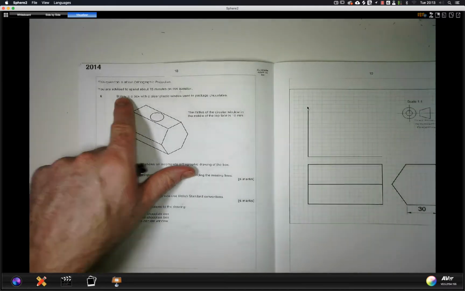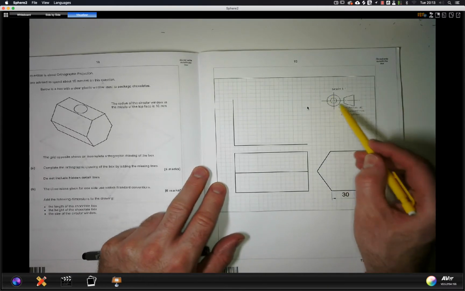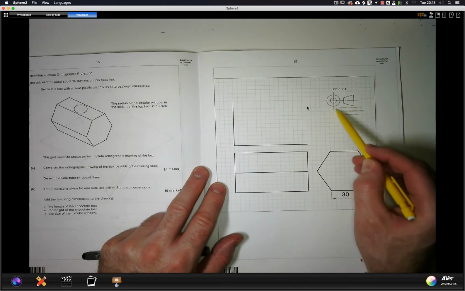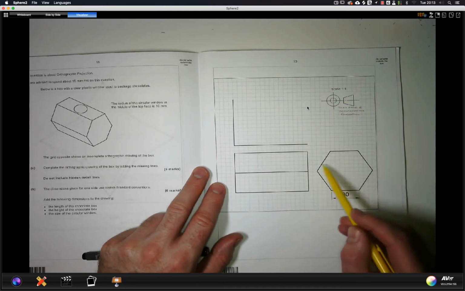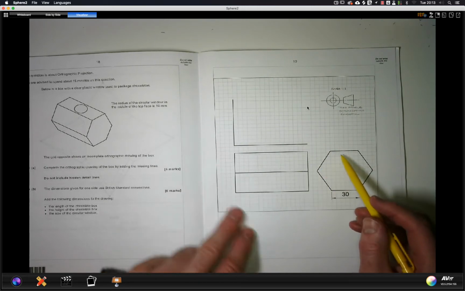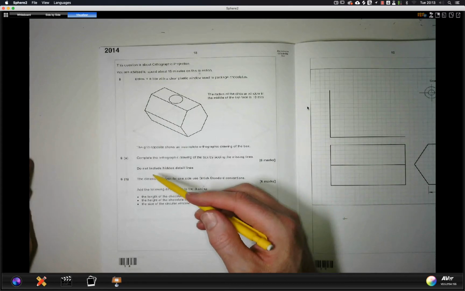It says it up here. That's the symbol. That's what it means. Basically, it's showing something from the front. So it's showing this view, and then it's showing it from the side. So that side view there. So it's to show you that's what sort of drawing it is.